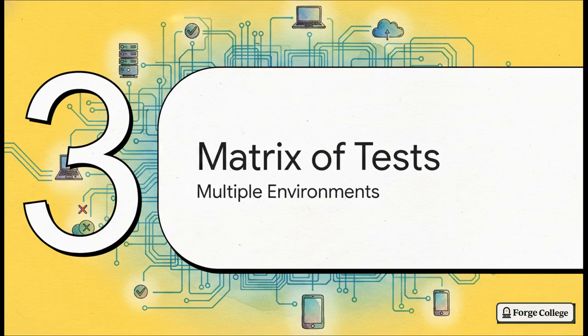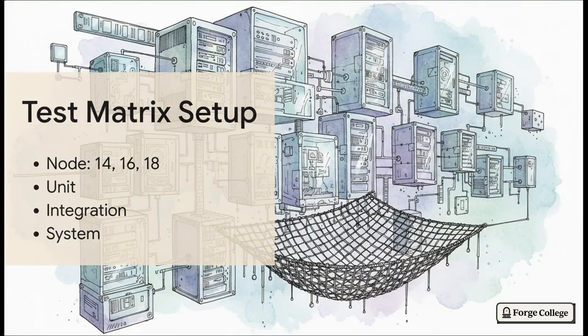Moving deeper into the blueprint, we arrive at Zone 3, the matrix of multiple tests. Because testing on just one pristine, perfect setup simply isn't enough in the real world. We need to stress test our code across varying environments. We don't just run one type of test, we run a matrix.